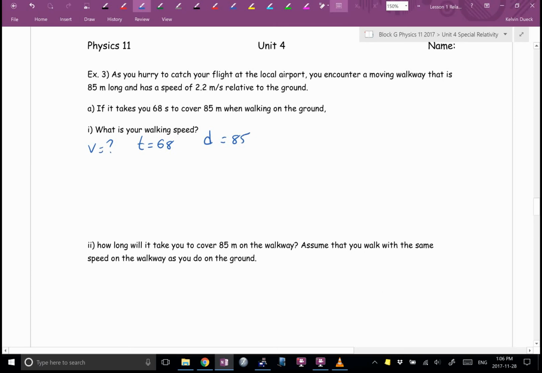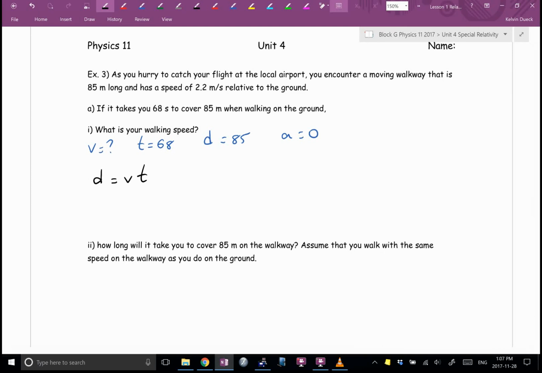Is there a walkway moving? Say yes. Is there a person moving? Say yes. Are there two objects moving? This is a job for relative velocity or relative speed. A is going to be 0. In fact, Justin, again, I think we're going to end up with D equals VT. How would I get the V by itself, my friend?